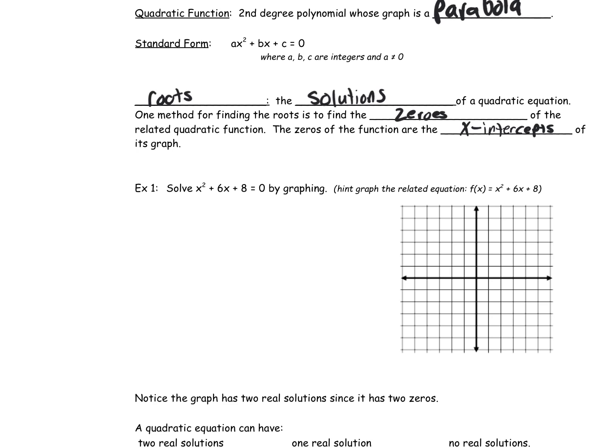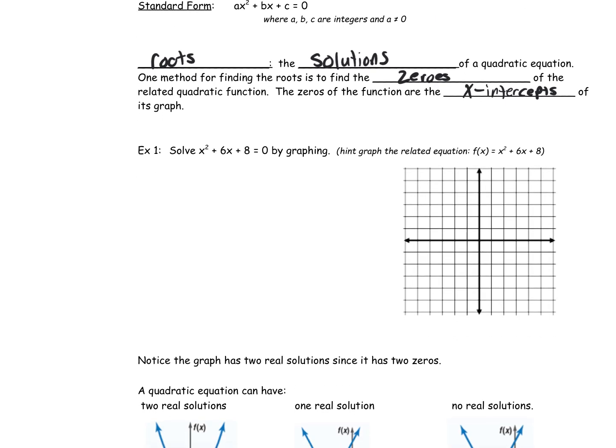All right, so the easiest way to find these is by graphing the equation and then looking for the x-intercepts. So we're going to solve x squared plus 6x plus 8 equals 0 by graphing. All right, and so the way to do that is to use the related equation f of x equals x squared plus 6x plus 8. All right, so basically we're changing that 0 to f of x. So we can make a table, x, y.